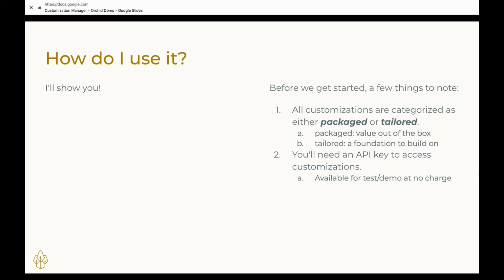But many of the customizations are specific to a customer use case, naming, or other things that need to be changed in order to make it work for your specific customer's process. So tailored packages provide a very strong foundation upon which we can just make small changes to deliver great functionality to the customer. You'll also need an API key to access these customizations if you'd like to try any of this yourself, which you're welcome to do. They are available for test and demo at no charge. Without further ado, let's look at how Customization Manager is installed.